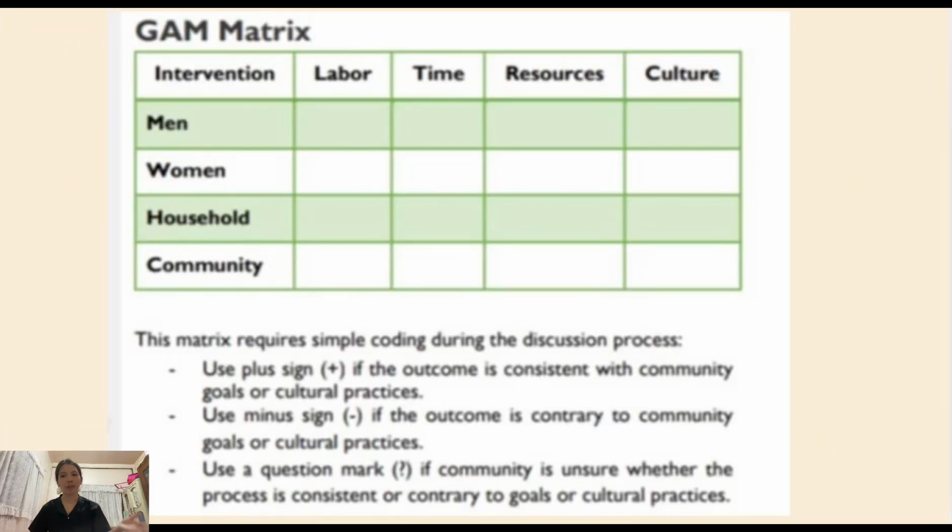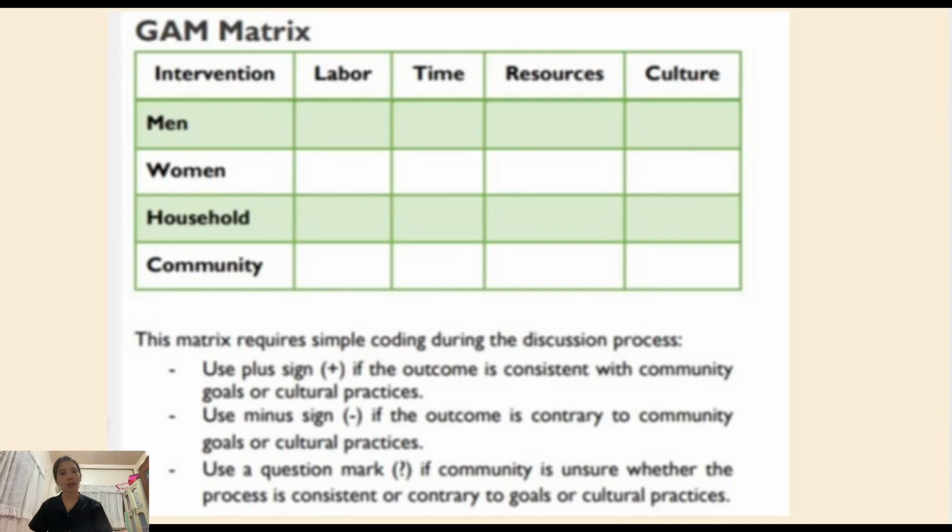So as you see on the screen, this is the Gender Analysis Matrix, or what we call the GAM. The analysis is conducted at four levels of society: the women, men, household, and the community. The GAM examines impact on four areas, which are the labor, time, resources, and sociocultural factors. So, this matrix requires simple coding during the discussion process.